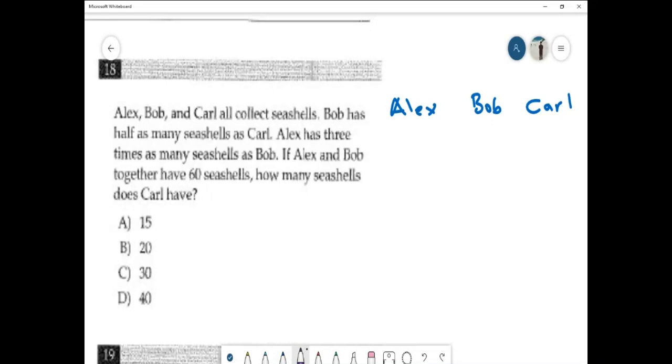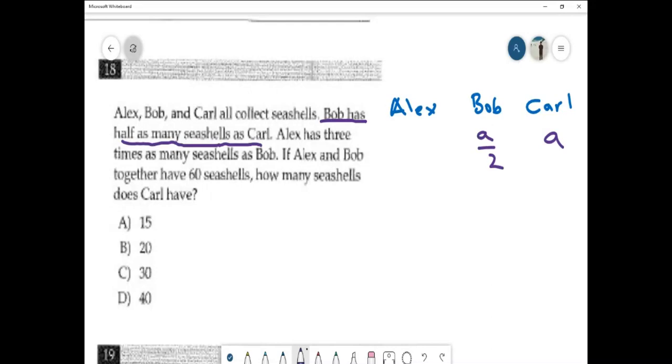Question number 18. Alex, Bob, and Carl all collect seashells. Bob has half as many seashells as Carl. So we have 3 persons here: Alex, Bob, and Carl. Bob has half as many seashells as Carl. Alex has 3 times as many seashells as Bob. If Alex and Bob together have 60 shells, how many seashells does Carl have?